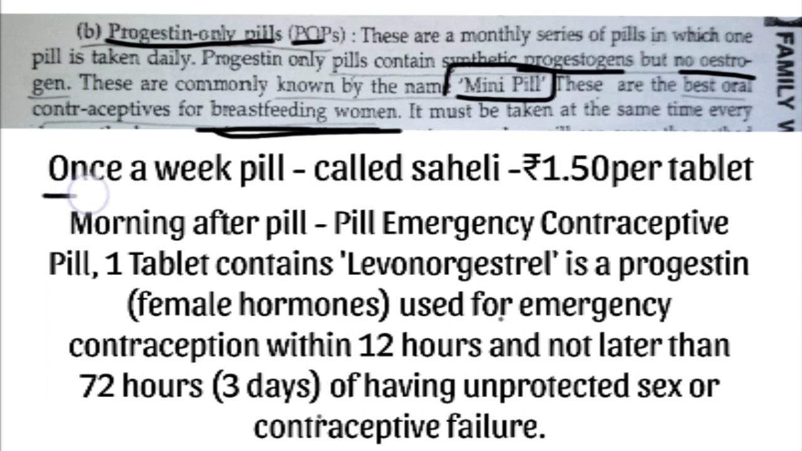And next, the once a week pill. This pill will be taken once in a week, like every Monday or every Tuesday, like that. And this tablet is also known as Saheli in general pharmacies or any kind of community stores. This tablet is available at 1.5 rupees per tablet.